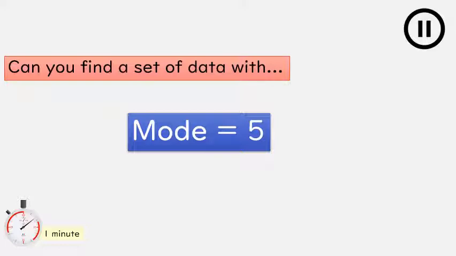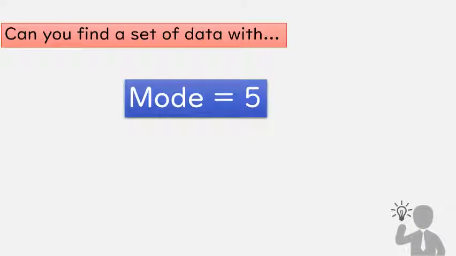Can you find a set of data which has a mode of 5? So can you list off maybe 3 numbers or 4 numbers so that those numbers have a mode of 5? Pause the video now. Can you create a list of data there that has a mode of 5?